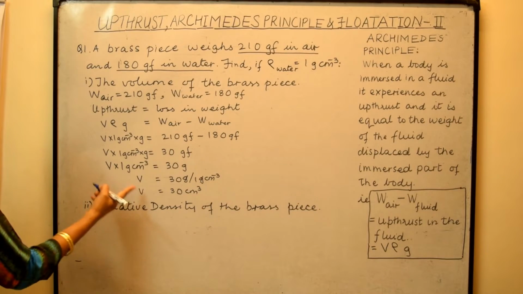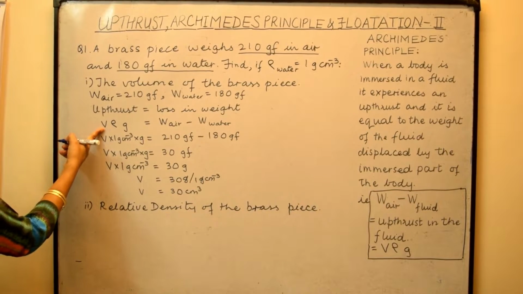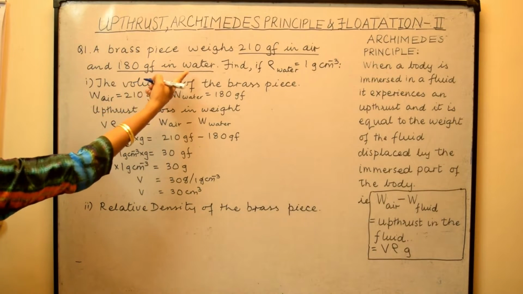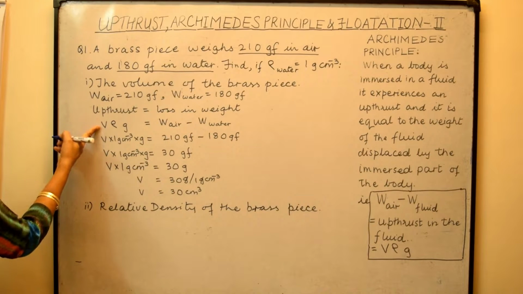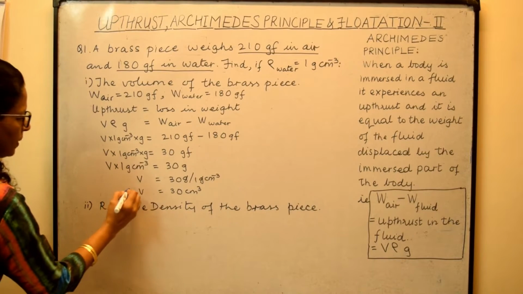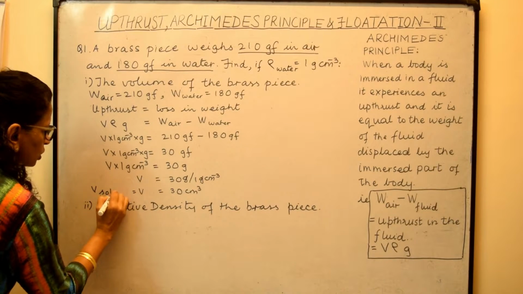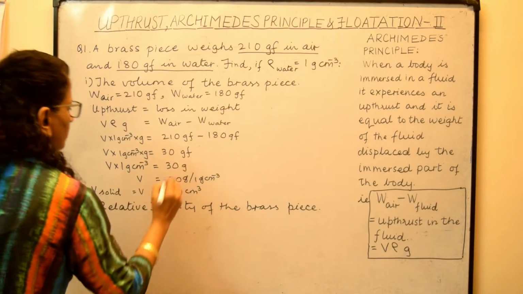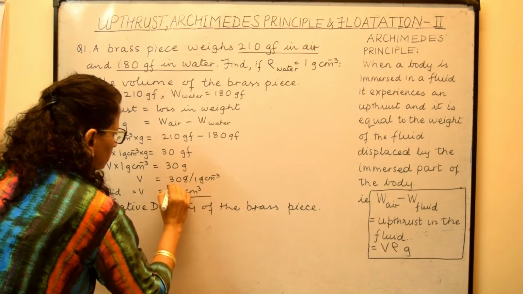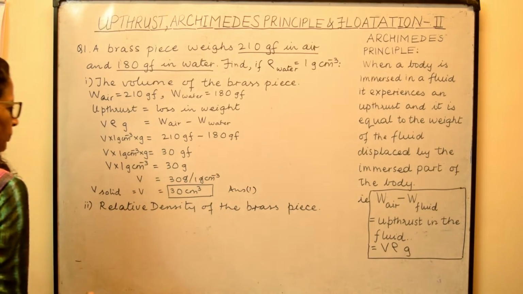Now this V is the volume that is displaced by the immersed part. Now since the brass piece was totally immersed in water, this V becomes the volume of the water displaced by the entire brass piece, which means volume of the displaced body is also the volume of solid. So our first answer, volume of the brass piece, is 30 centimeter cube, and that is our answer 1.